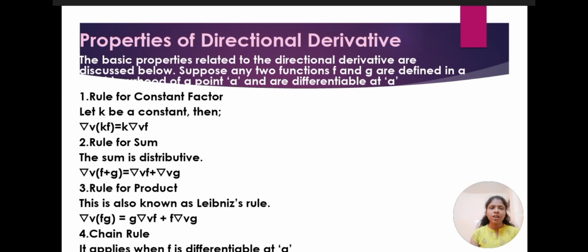First one, rule for constant vector. Let k be a constant, then delta v of kf is equal to k delta vf. Rule for sum. The sum is distributive. Delta v of f plus g is equal to delta vf plus delta vg. Rule for product. This is also known as Liouville's rule. Delta v of fg is equal to g delta vf plus f delta vg. Fourth is chaining. It applies when f is differentiable at a.